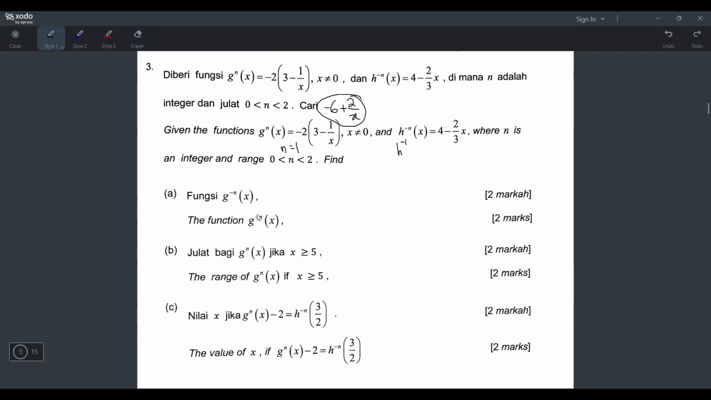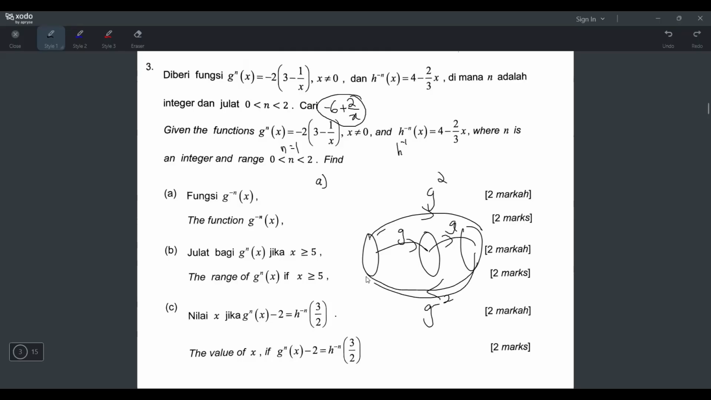So find a, the function g^(-n)(x). Okay, if this is g^n, how to find g^(-n)? Well, just do inverse. Because this one is g^n, right? So imagine if the n is 2. This is g^2, like this is g^2, right? So imagine how to find g^(-2). It will be the inverse of g^2, right?